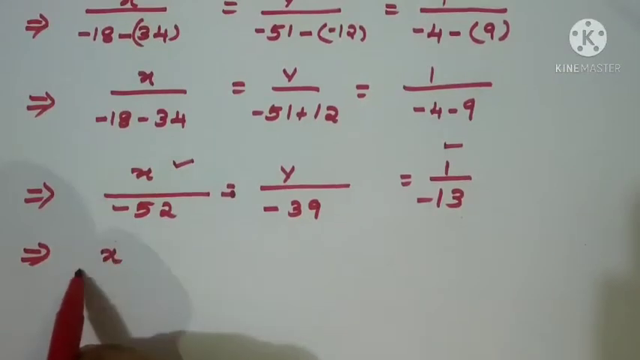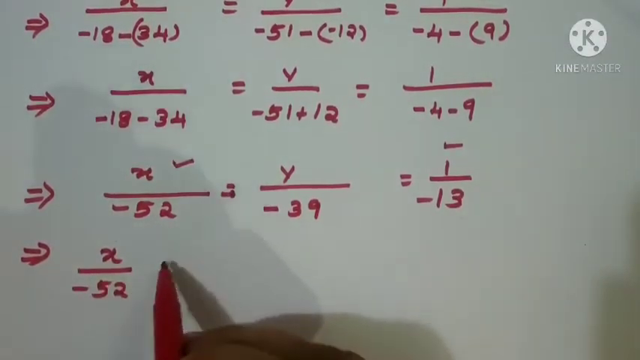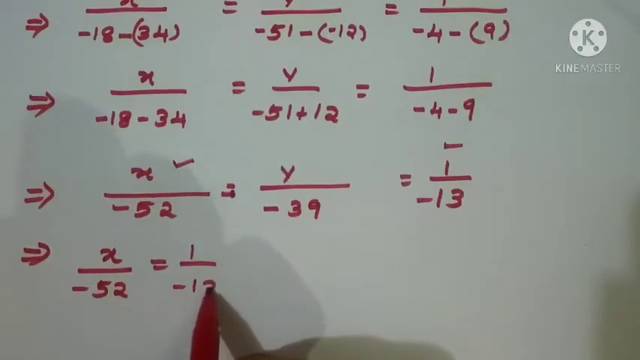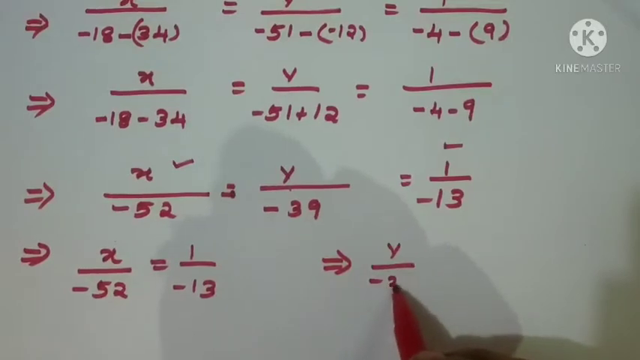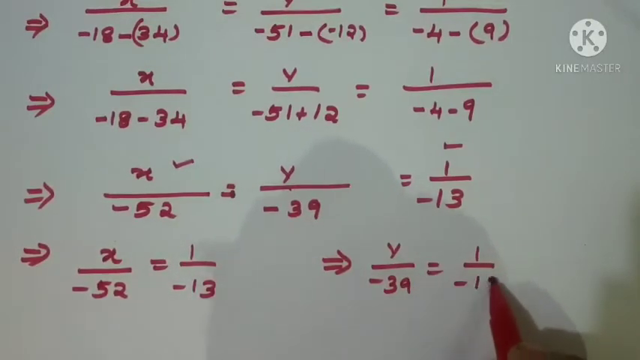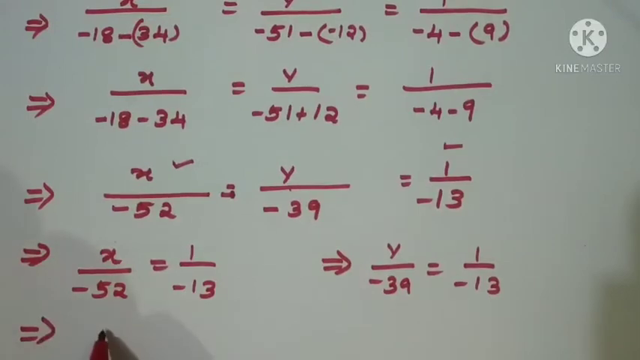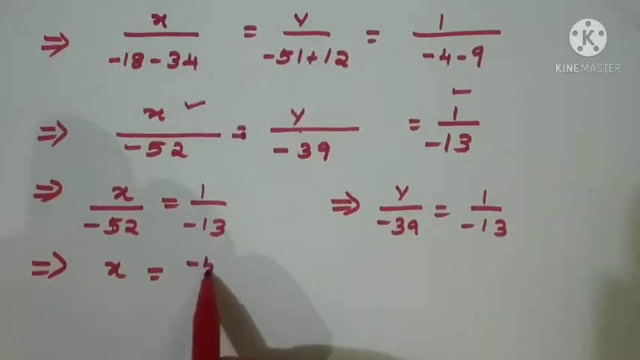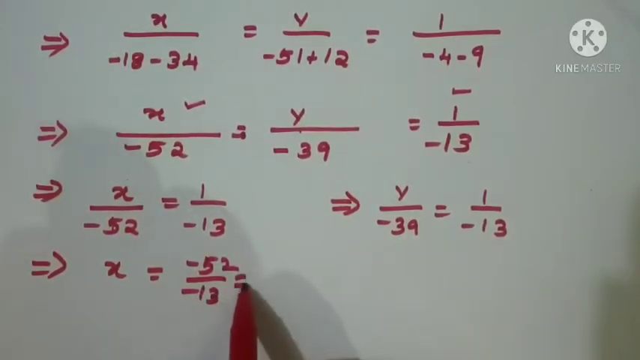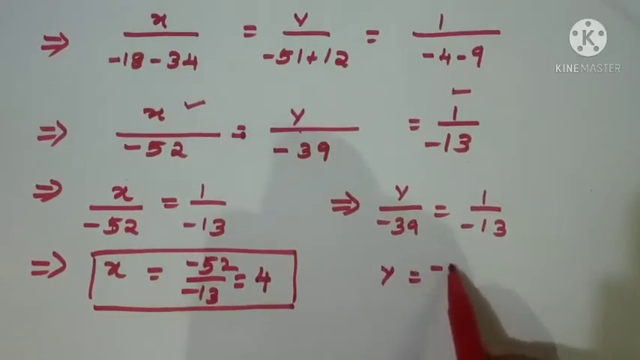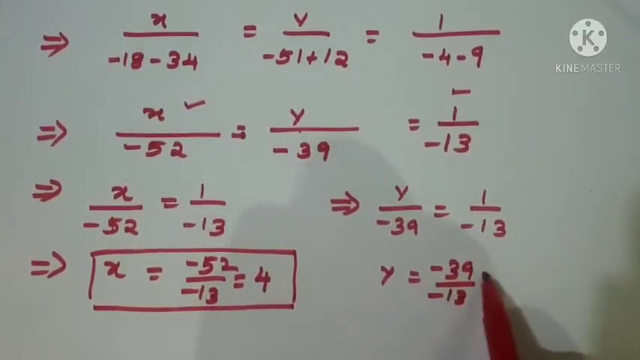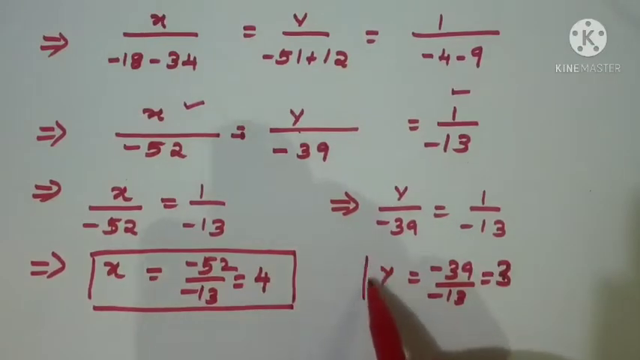So the first ratio is (x − 5)/(−52) = 1/(−30). Similarly, second and third ratio, that is y/(−39) = 1/(−30). So this implies x equals, taking this −52 by cross multiplication, −52 by −13 equal to 4. So x equal to 4 we got. Next, y equal to −39 by −13, that means it is 3 only.